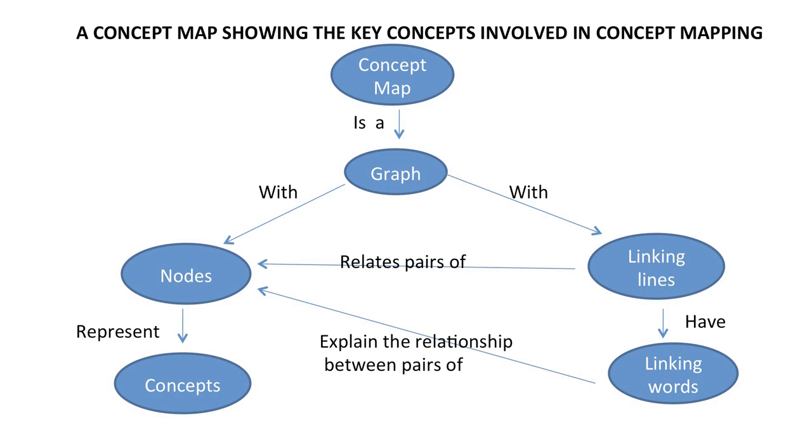For example, if we have to see a concept map of concept mapping, it can be depicted in the following way. First, we can have the concept map, and then gradually we can say it is a graph which has nodes and linkages. These nodes represent the concepts, and the lines represent the linking words. And the linking words can be explained by the relationship between the pairs which are there.